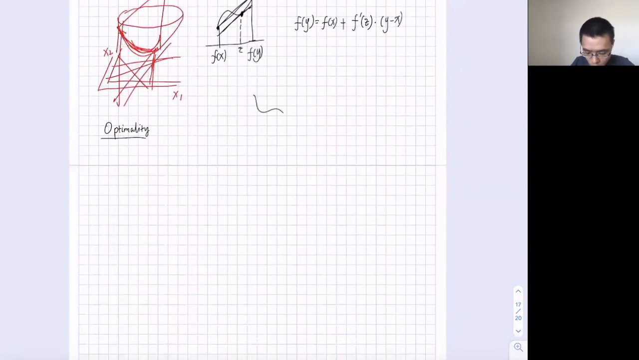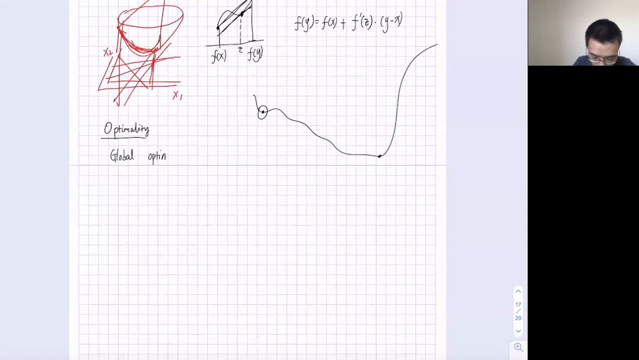So we know a function, not necessarily convex in general, can look like this. Maybe this point is optimal, but this point is also optimal locally. So we see there are different kinds of optimality. One is the global optimum: it's the best for any point in the domain. And the other is the local optimum: it's only best in its neighborhood, but maybe it's also the best outside its neighborhood.